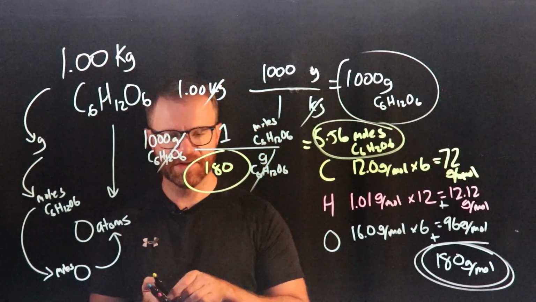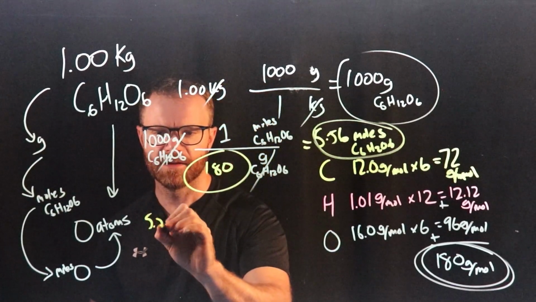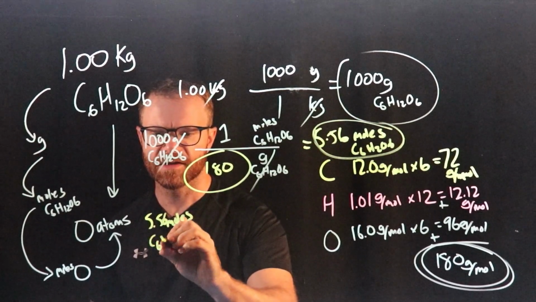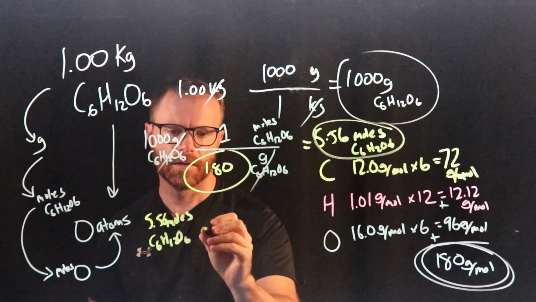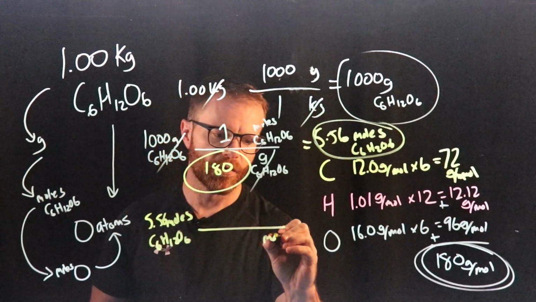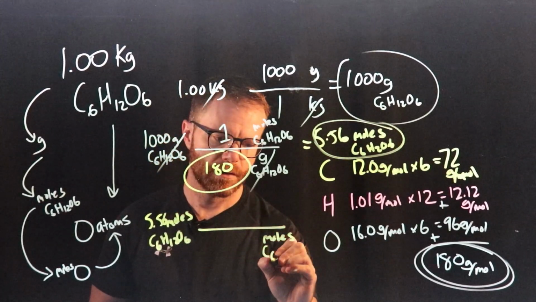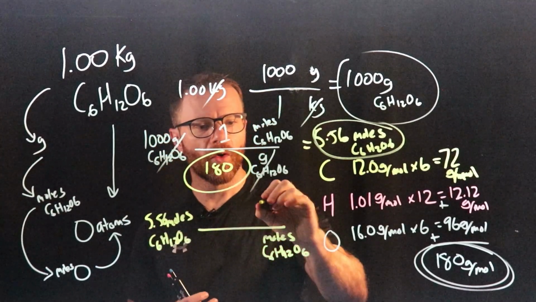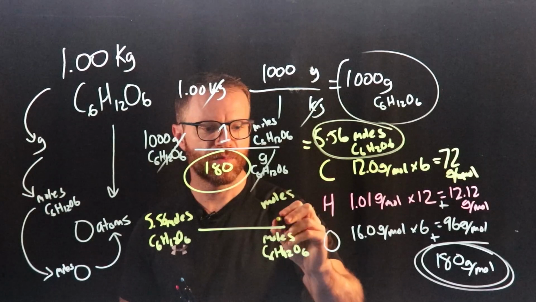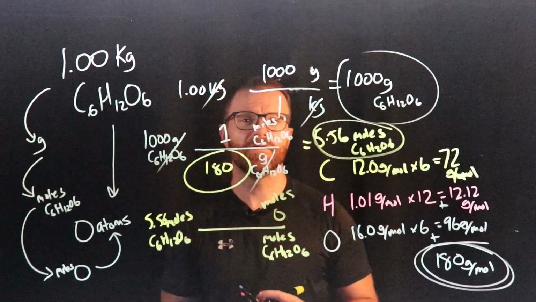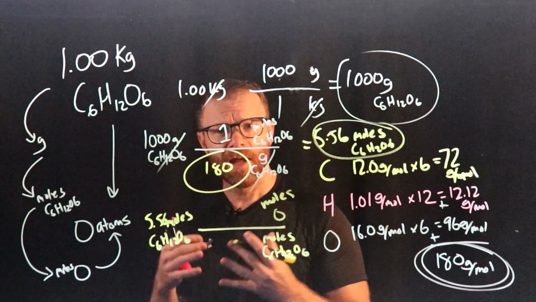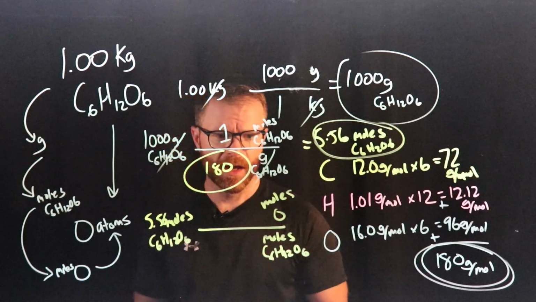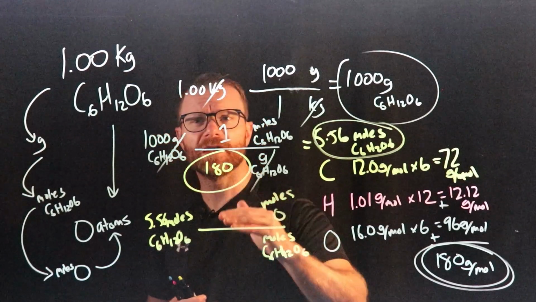So let's start with 5.56 moles of glucose, C6H12O6. We want to get rid of moles of glucose. And we want to get moles of just pure oxygen all by itself. And here we're thinking about a mole ratio for the first time. Mole ratio is just the ratio of one thing to another.